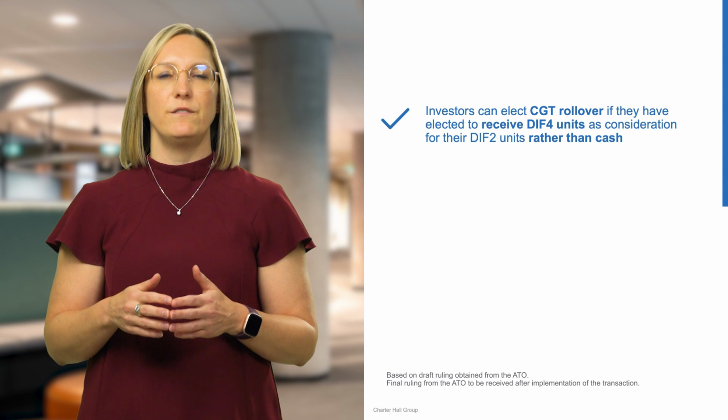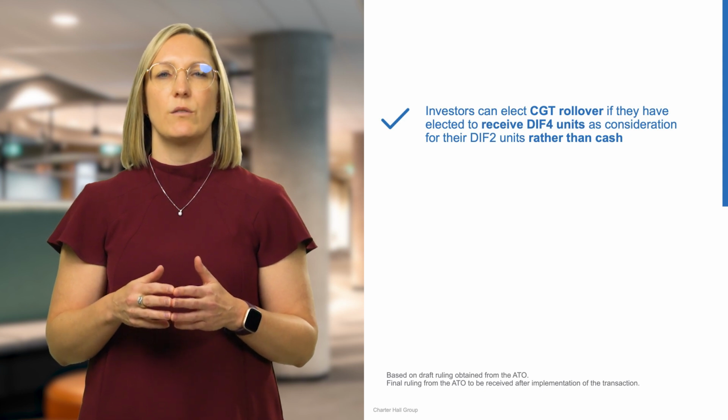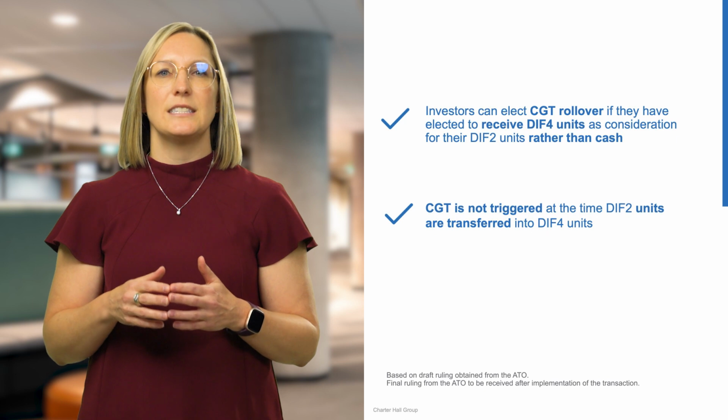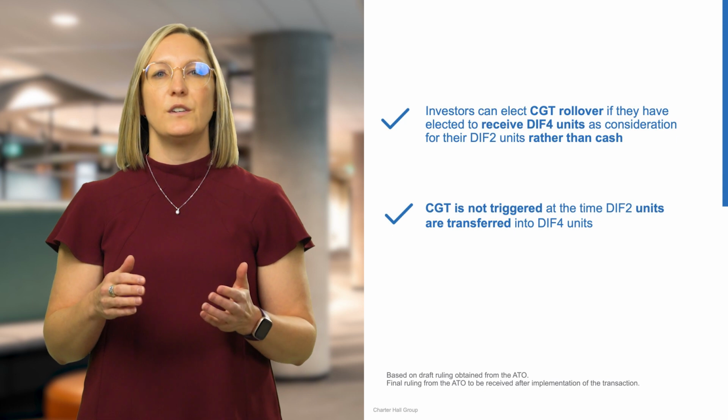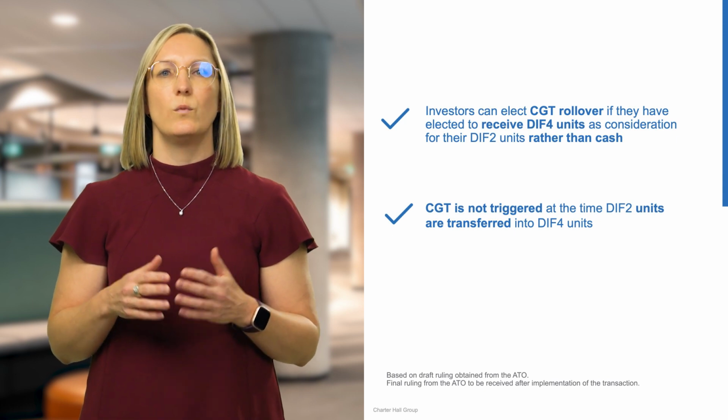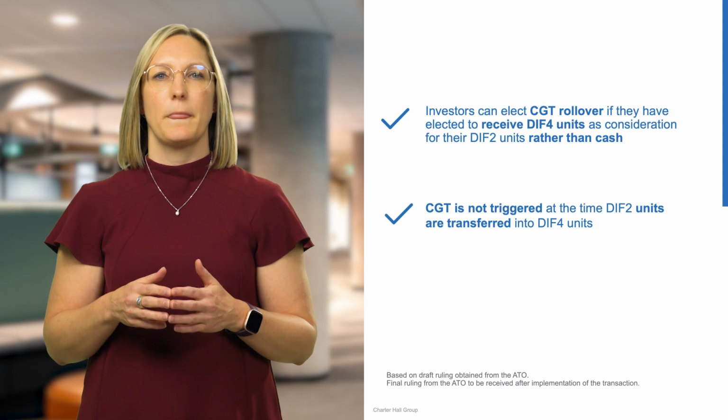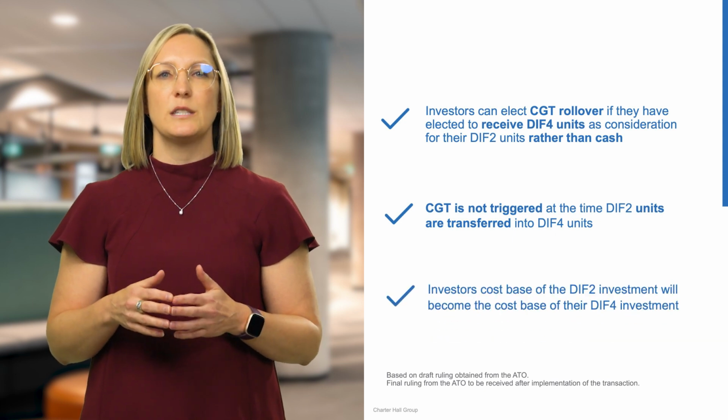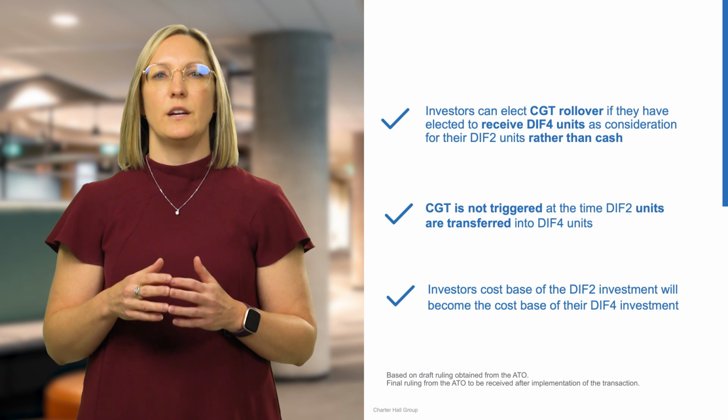Now, I will walk you through an example of capital gains in DIFF 2 and the impact of electing DIFF 4 scrip instead of cash. In this case, the DIFF 2 investor is benefiting from CGT rollover relief. As per the ATO class ruling received by DIFF 2, investors can elect CGT rollover if they have elected to receive DIFF 4 units as consideration for their DIFF 2 units rather than cash. This means that CGT is not triggered at the time the DIFF 2 units are transferred into DIFF 4 units, but is deferred until a CGT event occurs with respect to the DIFF 4 units. The investor's cost base of the DIFF 2 investment will become the cost base of their DIFF 4 investment.